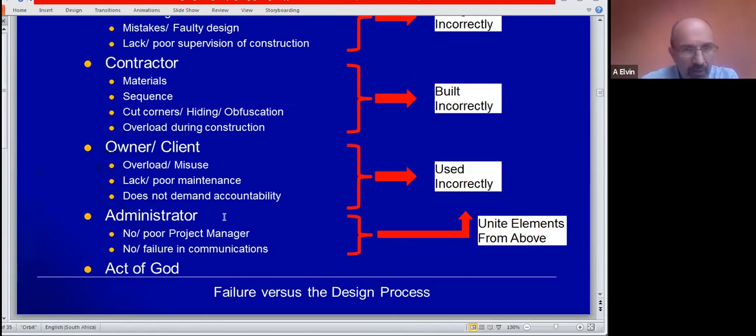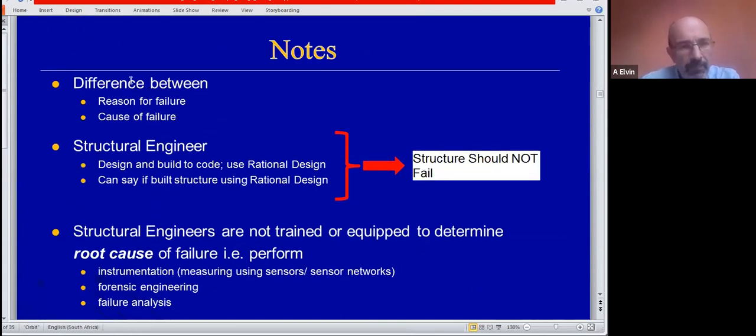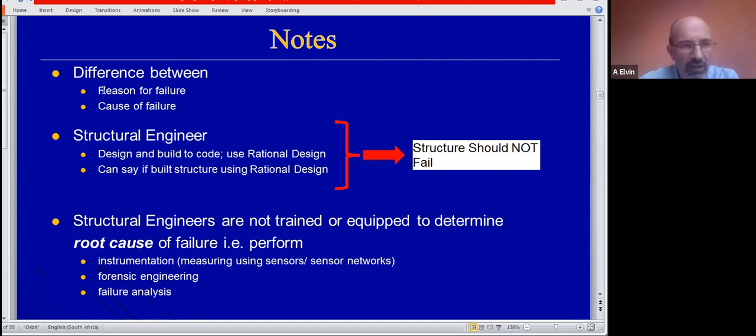All right. So we have explained to you serviceability limit state failures and ultimate limit state failures. Now, I just want to touch lightly on the difference between why something fails, the reason for failure, and the cause of failure. Structural engineers design and build to code and use rational design. So when we come out to inspect, we can say this structure complies with my drawings, or it doesn't comply with my drawings, is it going to be still okay or won't it be okay? If this is followed, then structures should not fail.